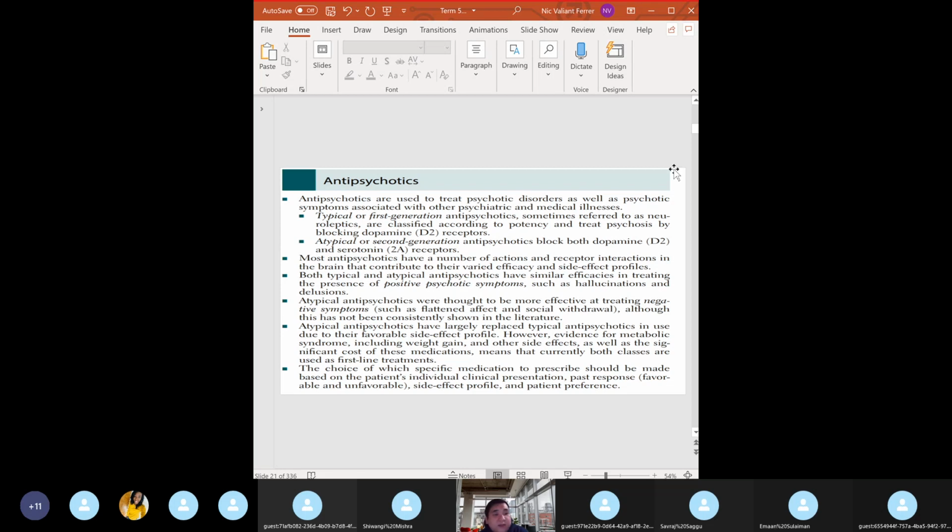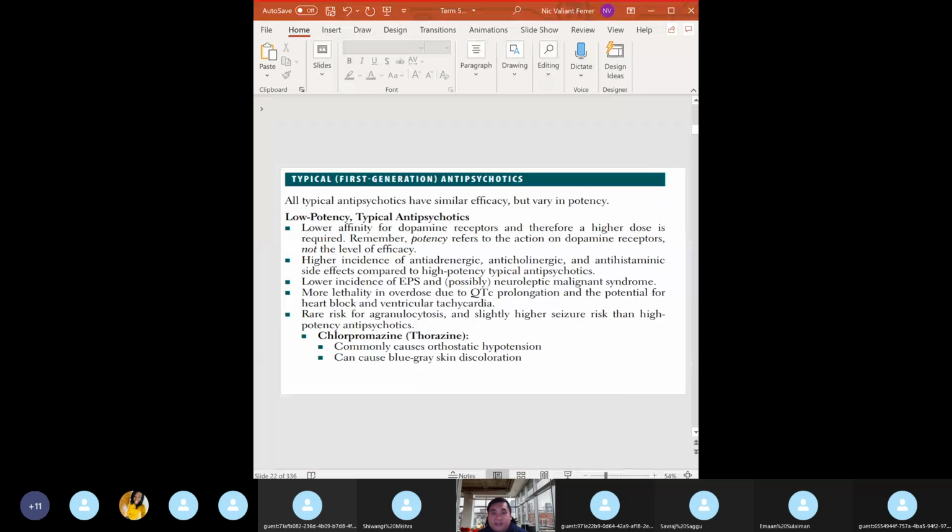So the choice of which specific medication to prescribe should be made based on the patient's clinical presentation, past response, and side effect profile. Let's go to the meat of the antipsychotics. Low potency, typical. Lower affinity for dopamine. Remember, potency means what? The action on the receptor itself, not the level of efficacy, right?